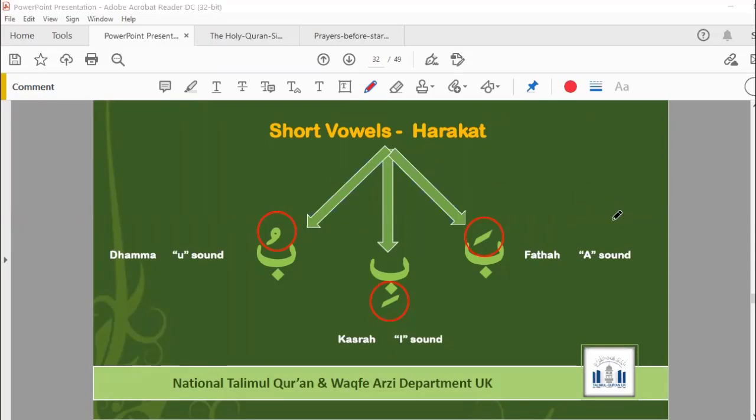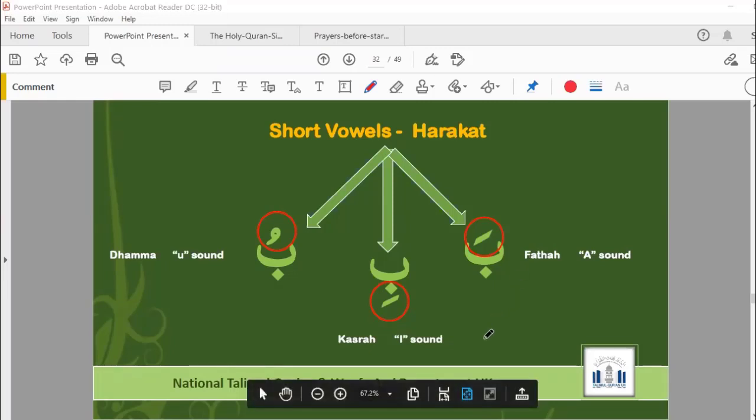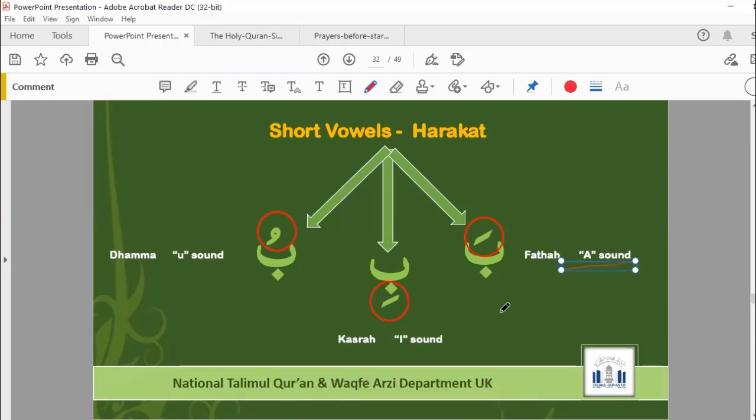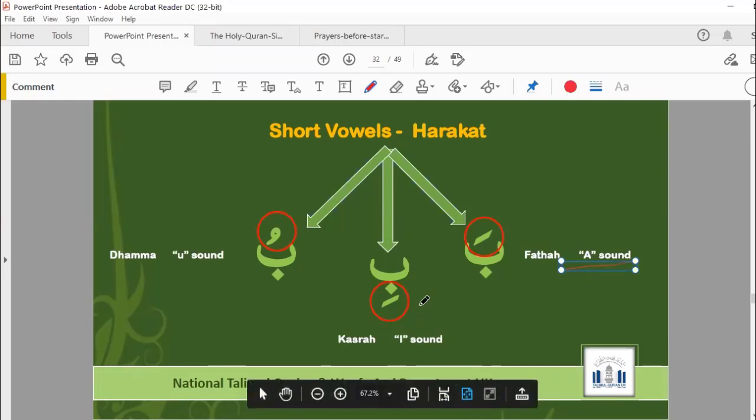So, if a letter has a fatha on it, you make an a sound. First, short vowels. There are three short vowels, called harakat. If a letter has a fatha on it, you make an a sound. So ba, not bee. Yes. Ba, ta.